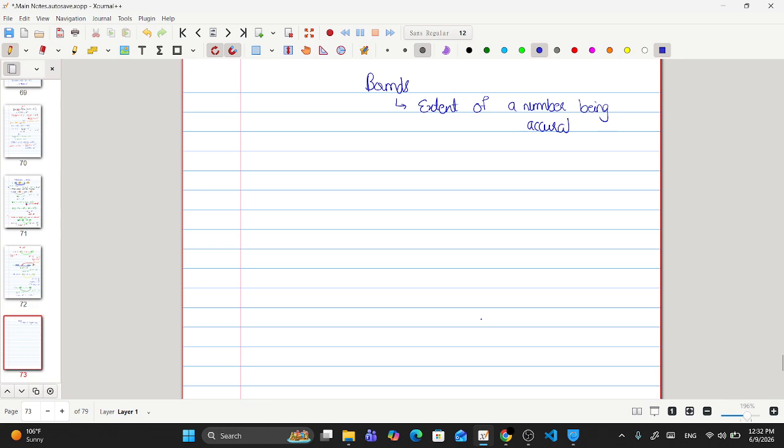So, we think about how close something can be to an accurate value, to an actual value, right? In bounds, we study the extent of it. There are two types of bounds. There is the upper bound, and then there is a lower bound. Now, upper bound and lower bound can be calculated in two specific but very easy manners.